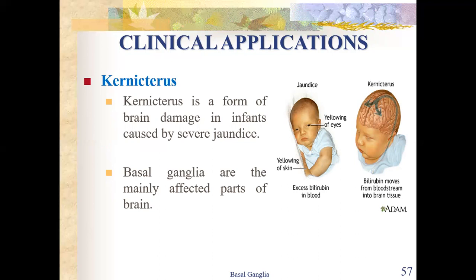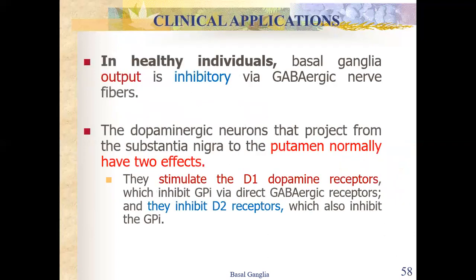So once the basal ganglia is affected, motor coordination and integration and regulation of motor activities in the infant will be impaired. In healthy individuals, the basal ganglia output is inhibitory via the GABAergic nerve fibers, in the GABAergic system between the corpus striatum and the globus pallidus and the substantia nigra pars reticulata.